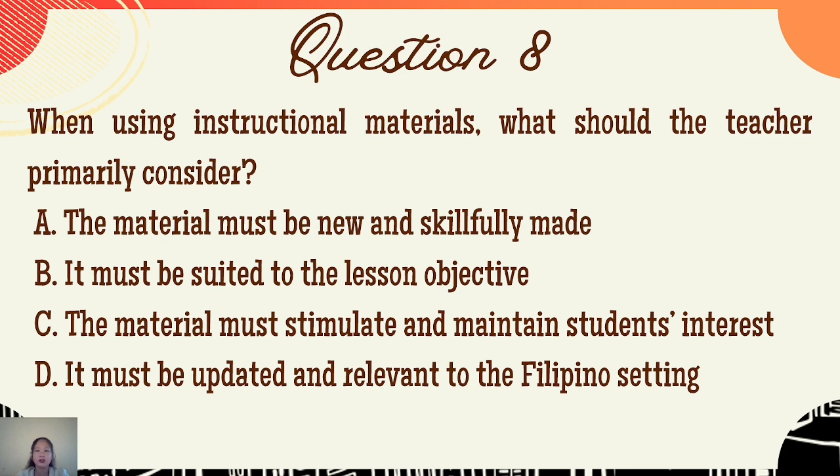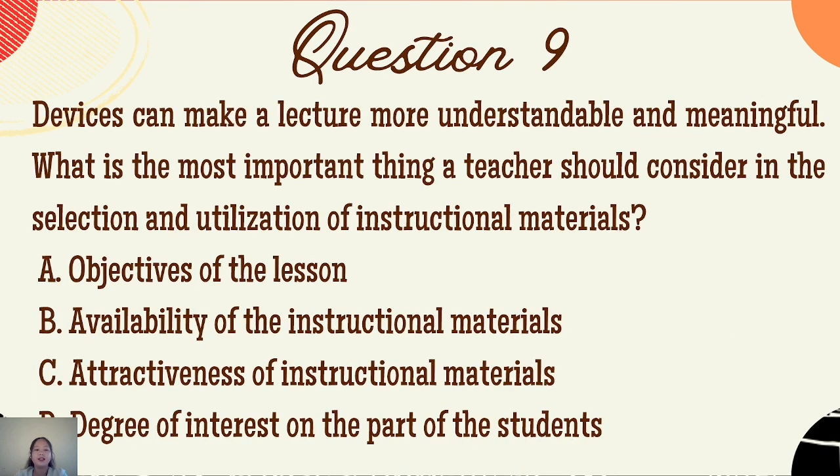Now let's go to question number 9. Devices can make a lecture more understandable and meaningful. What is the most important thing a teacher should consider in the selection and utilization of instructional materials? So, the correct answer is letter A, objectives of the lesson. The primary consideration should be whether the material helps the teacher achieve the learning objective. If not, it becomes a distraction rather than a support tool.